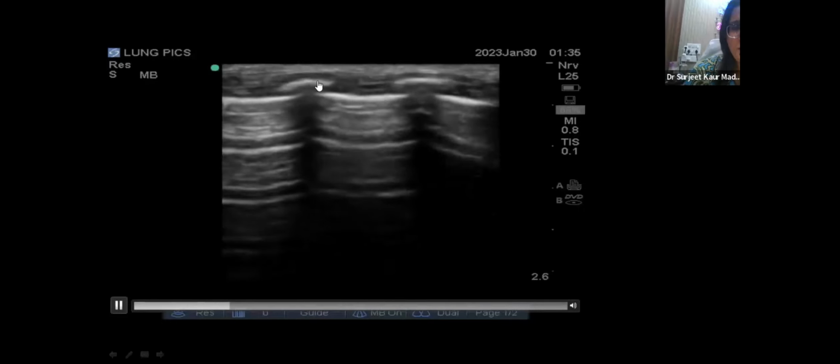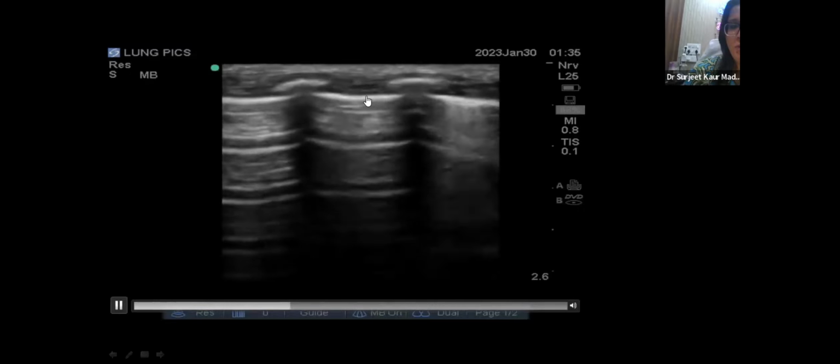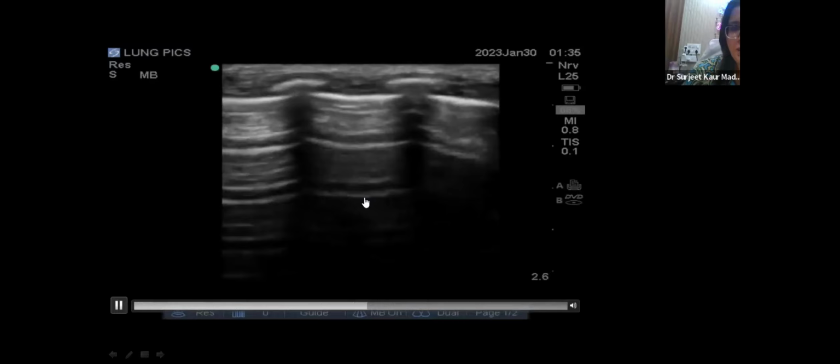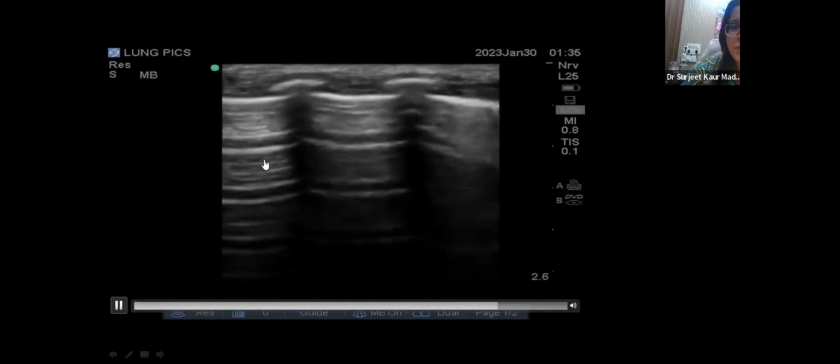These are ribs, these two. This is a pleural line. You can appreciate the pleural sliding also over here. This is A line. This is one A line. This is the second A line. This is A line. This is A line. So you can appreciate it is equidistant from the pleural line. So these are A lines.